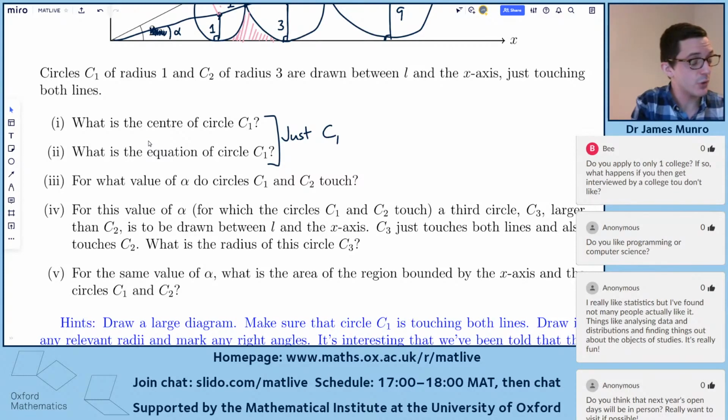B says, do you only apply to one college? Yes, you only apply to one college. You can actually apply to no colleges. If you make an open application, you apply to 0 colleges, but then straight away you get assigned to a college, and then you get treated exactly as if you applied to that college.